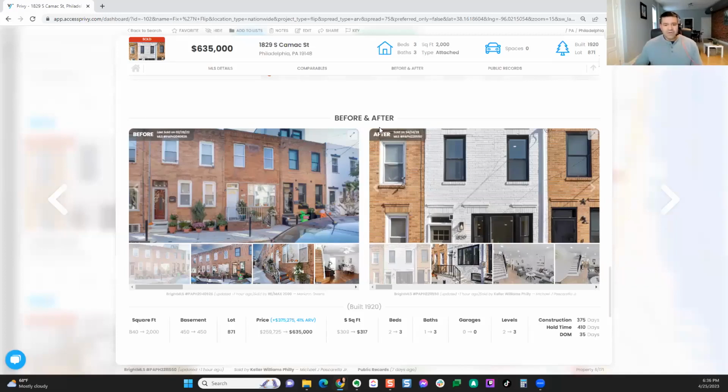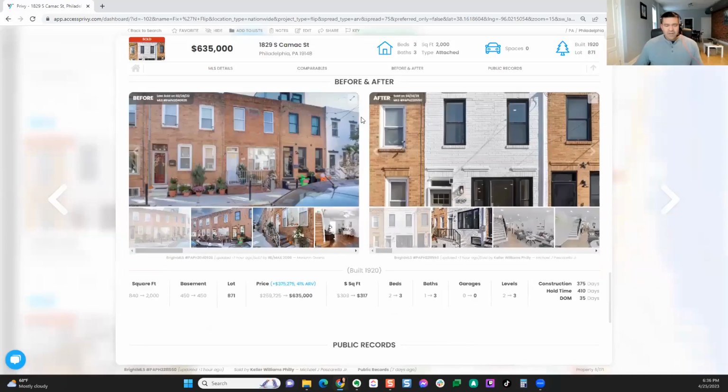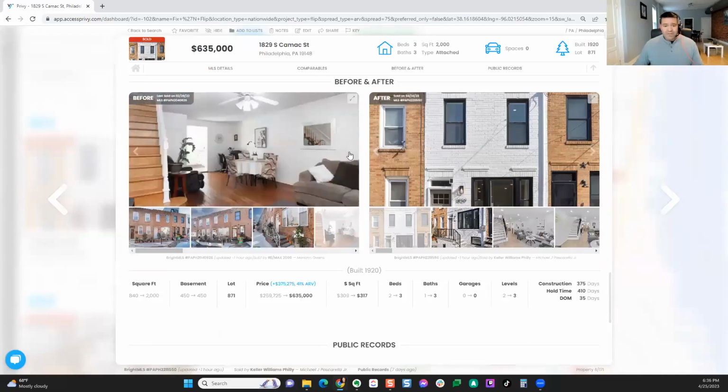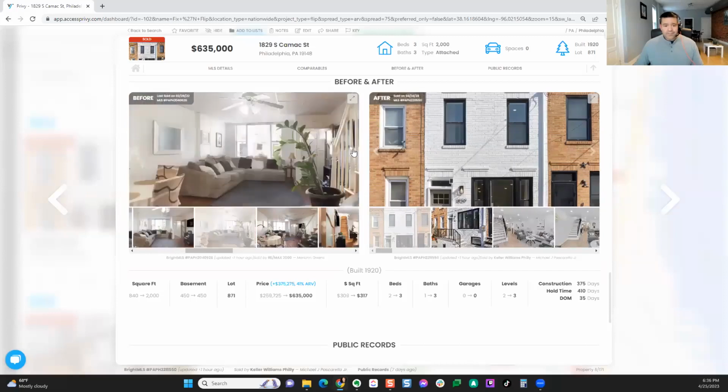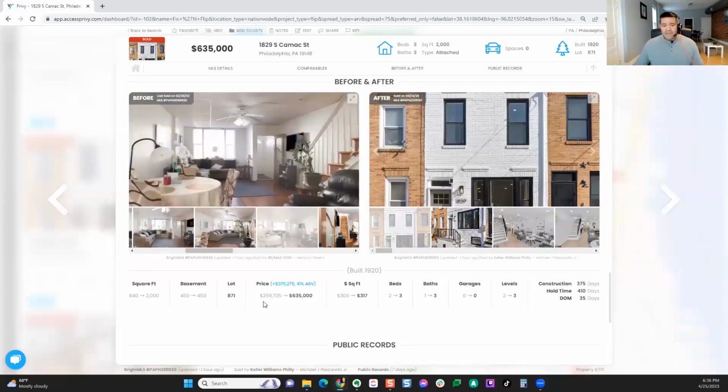And sometimes you can look at the solds and be like, check this one out right here. So this house was flipped. They bought it from the MLS, right? So here's the before pictures, so you can see what it looked like before they flipped it. They bought it for $259. They sold it for $635. This was an on-market deal that they got at 41% of the after repair value. That's 5% less than that first house that we looked at that was acquired off market.